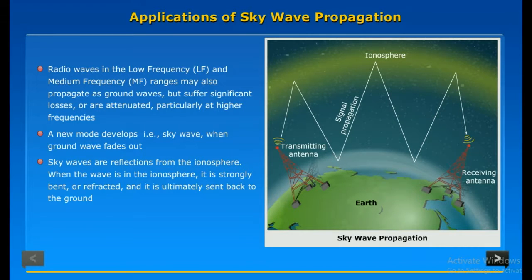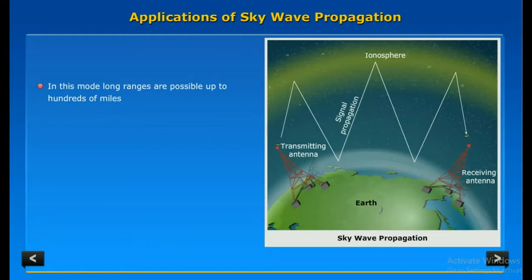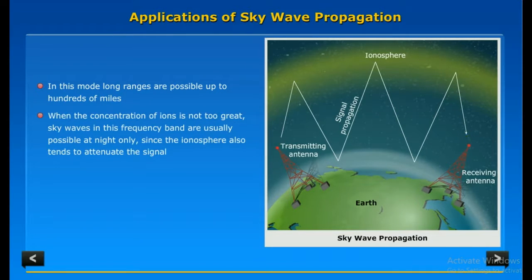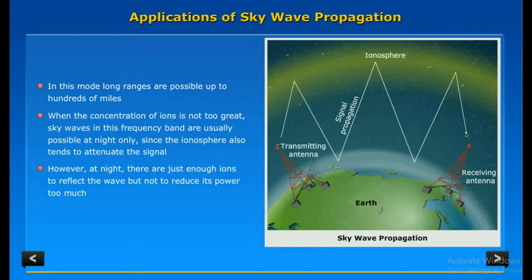When the wave is in the ionosphere, it is strongly bent or refracted, and it is ultimately sent back to the ground. From a long distance away, this appears as a reflection. In this mode, long ranges are possible, up to hundreds of miles. When the concentration of ions is not too great, sky waves in this frequency band are usually possible at night only, since the ionosphere also tends to attenuate the signal. However, at night, there are just enough ions to reflect the wave but not to reduce its power too much.